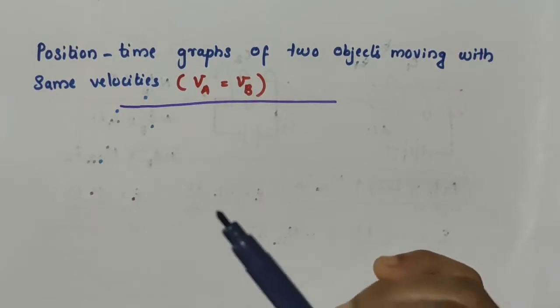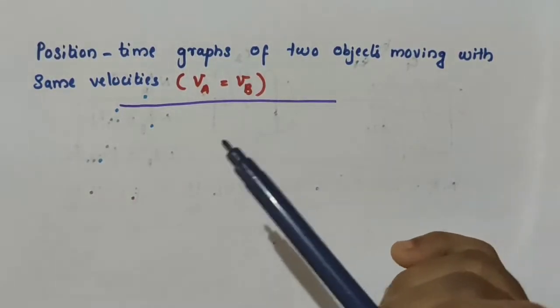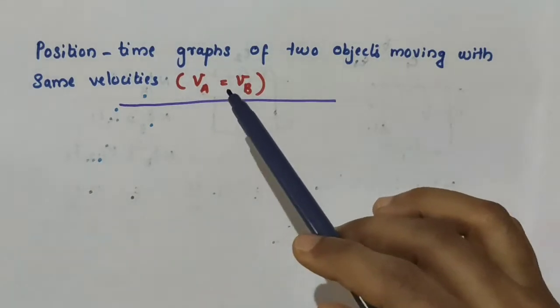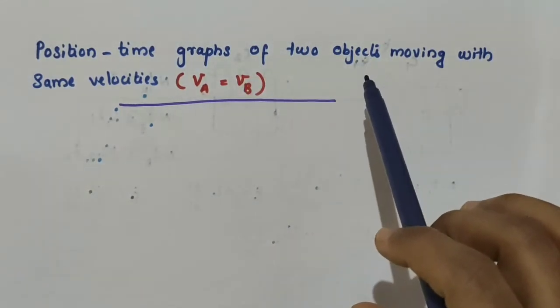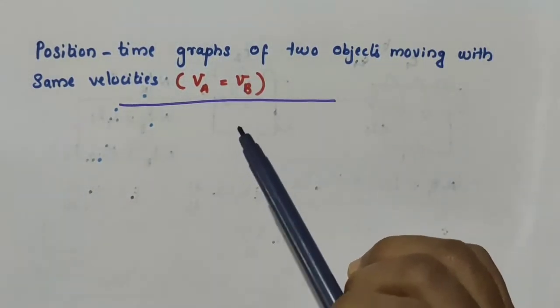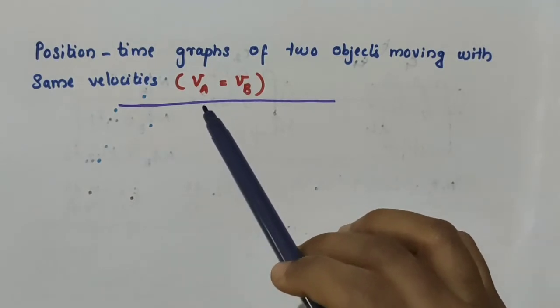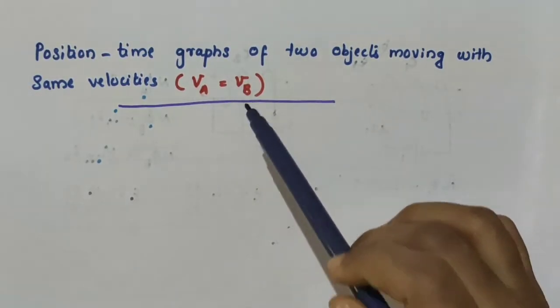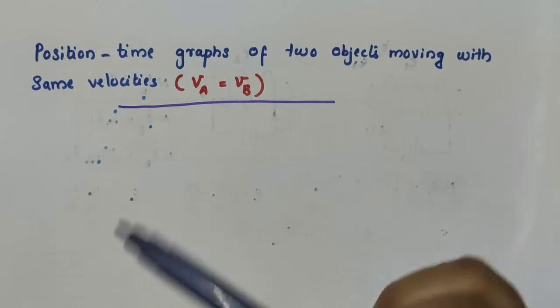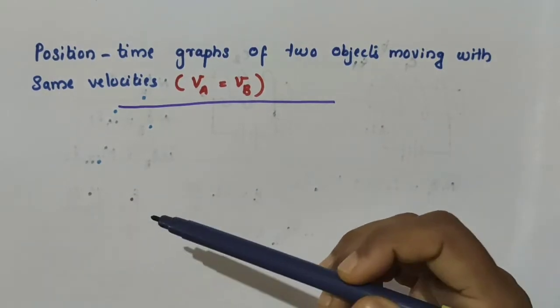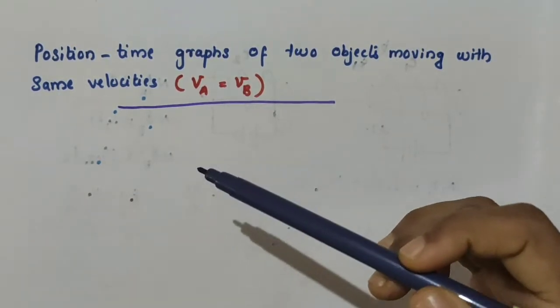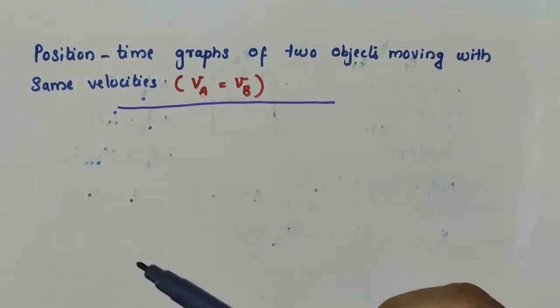Hello everyone. In this video, we are going to discuss position time graphs of two objects moving with the same velocities. That is, velocity of the object A equal to velocity of the object B. Actually, in the previous video, we discussed relative velocity. It is actually a special case of that concept.